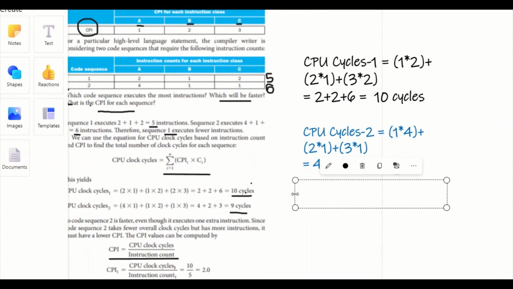Let's do it. So CPI of program 1 is equivalent to, very simple, cycles divided by total number of instructions. What is the cycles? Just now you calculated 10. Total number of instructions, just now I calculated here, 5. That is equivalent to 2.